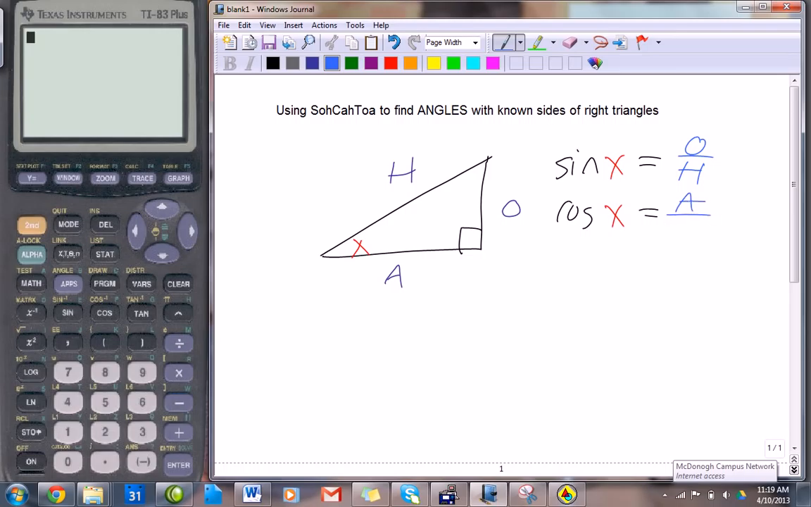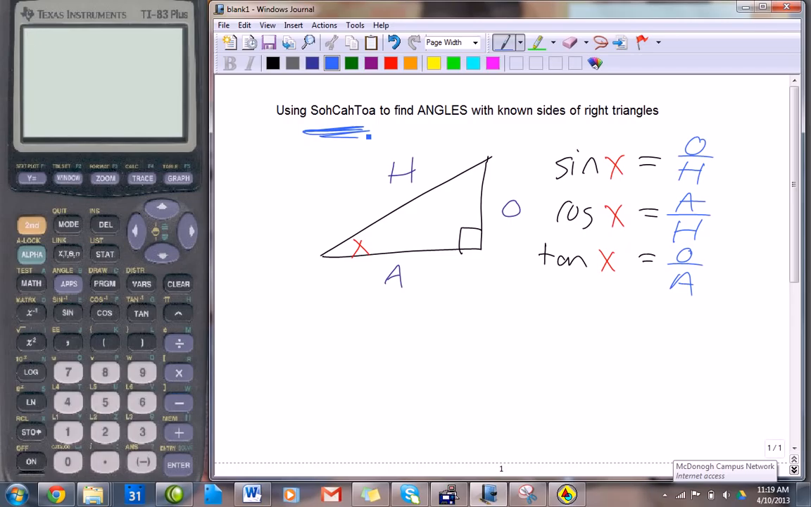That's the Cah part of SohCahToa. And the tangent of that same reference angle x is in fact equal to the ratio of, let's keep the color straight, O over A. So here are the three trig ratios, and we remember them with this little SohCahToa idea.